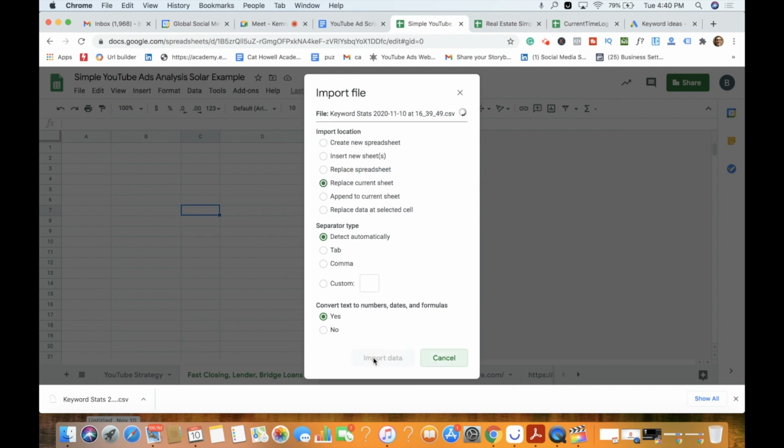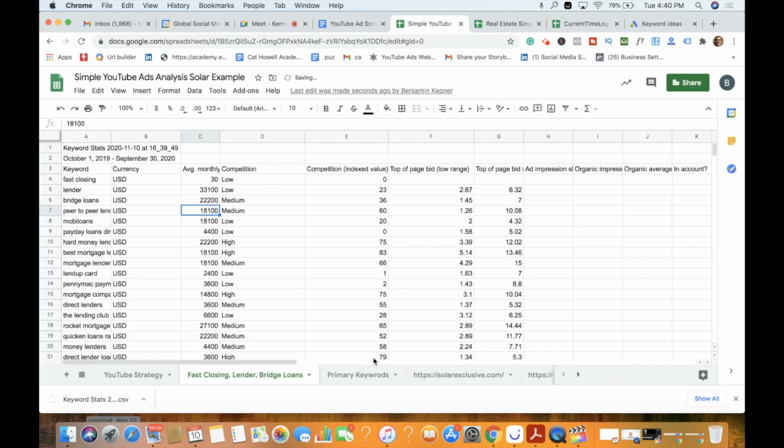Okay. And then import data. So that's pretty much it. I've shown that to you and I'm recording it for you. I'll send you the video of it. It's very simple. If you want to do any keyword research for any of your video ideas or your services, you can go and do that now.